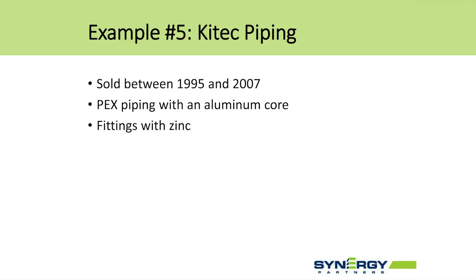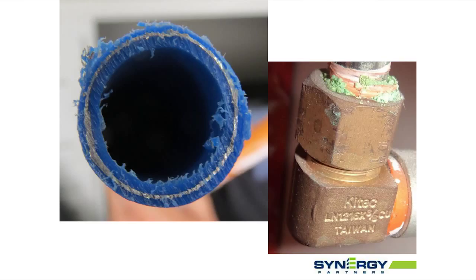There's something called Kitec piping in the industry, which we're starting to see in newer construction. You're not going to see it in the 70s and 80s buildings, because it was sold between about 1995 and 2007. It's a form of PEX piping, but it has an aluminum core. So if you look at the cross-section of the pipe, there's an aluminum core in the middle embedded between the PEX. And you can also identify it by the stamps on the fittings where it says Kitec.